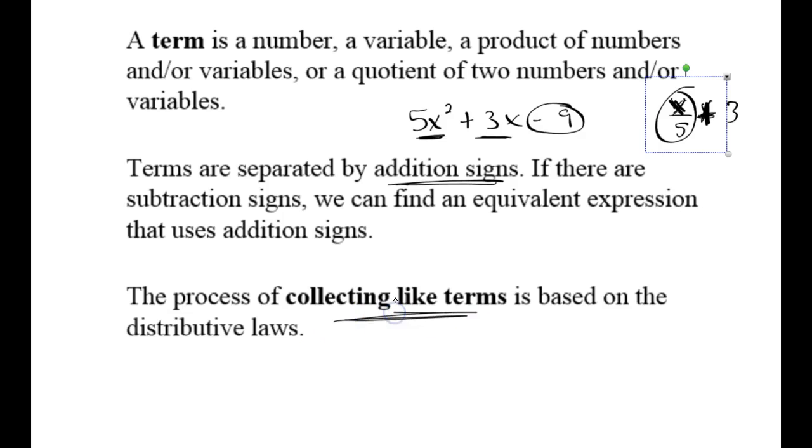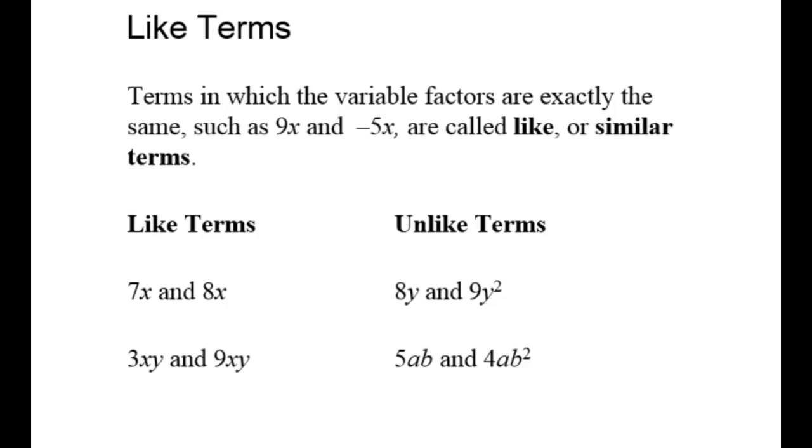So we're going to look at how to identify like terms and then whether we can combine those like terms or not. So for example, 7x and 8x is 15x. We can combine those. Those are like terms. But 8y and negative y, 9y squared, those are not like terms.